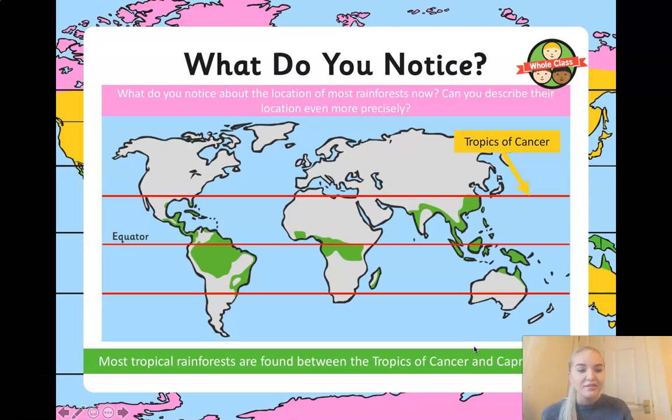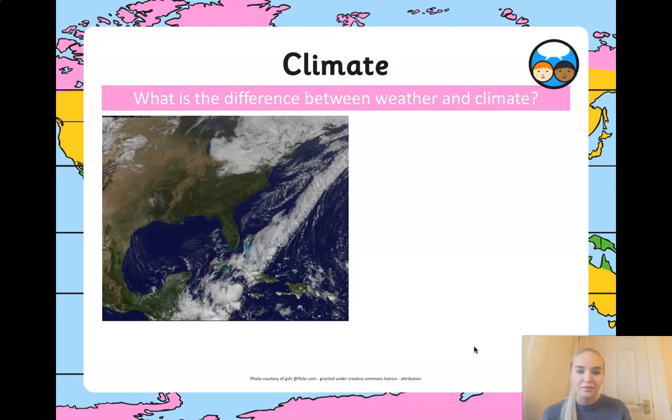That's right, this first line here is the Tropic of Cancer. So that means the line below the equator is the Tropic of Capricorn, and most tropical rainforests lie between these two areas. Now, we are going to be talking a lot about weather and climate today.